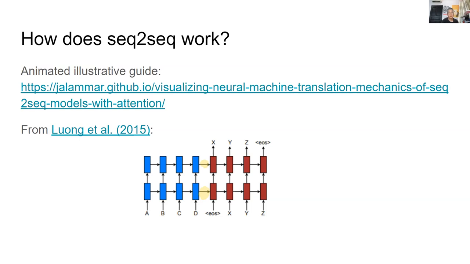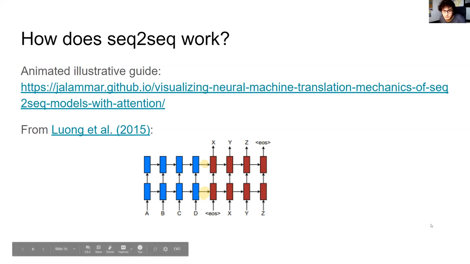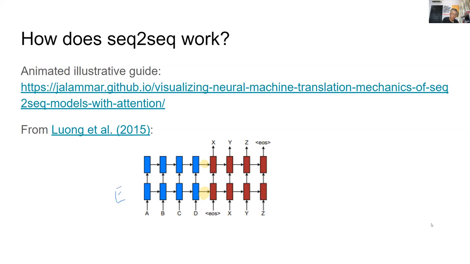What do you guys think? Do you mean the information transferred in the first and second layers? Yes. So we've specified here, we have two different RNNs. One is the encoder, right? RNN encoder, and our decoder. After they've encoded and decoded the input, right?